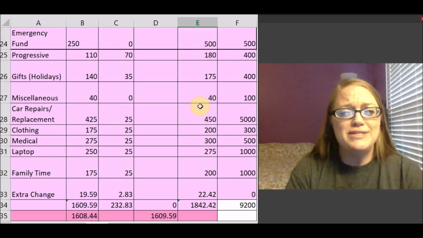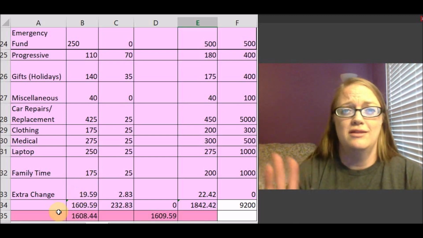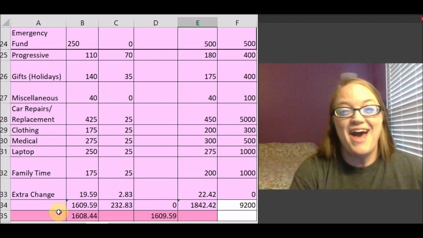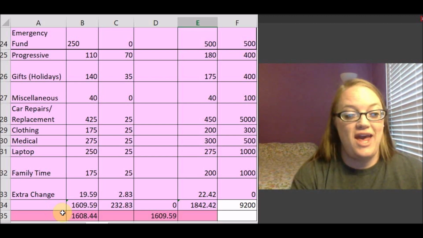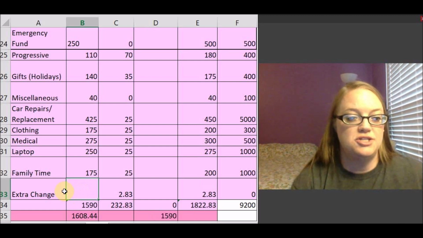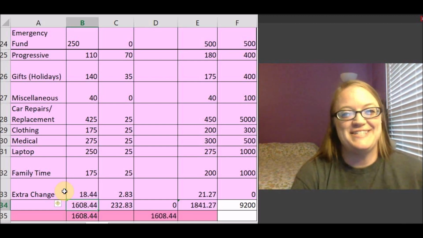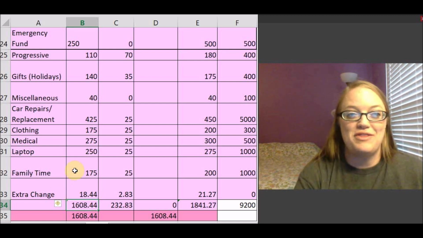Okay, so this just took me way too long to figure out exactly what was going on here. I had it all wrong, but I have worked this out, and I am at $1609.59 and I need to get it to $1608.44. So I'm going to take out my extra change, and then it is $18.44. That's correct. That should be what is in my sinking funds account when I start the month of April.